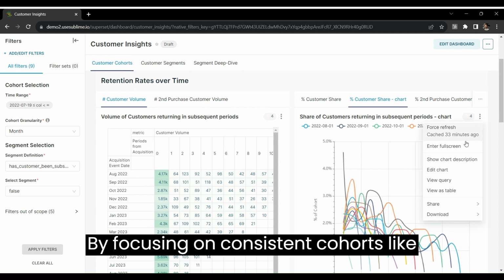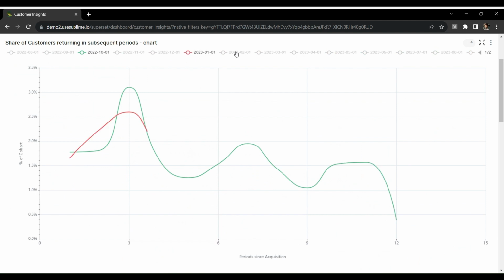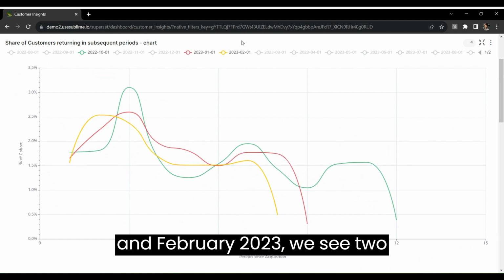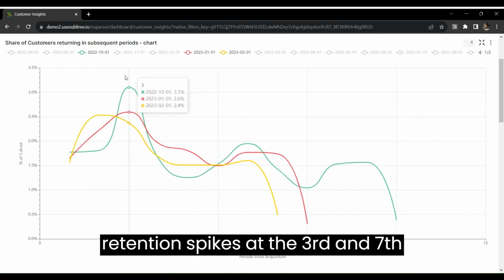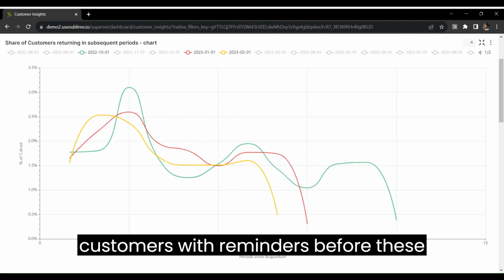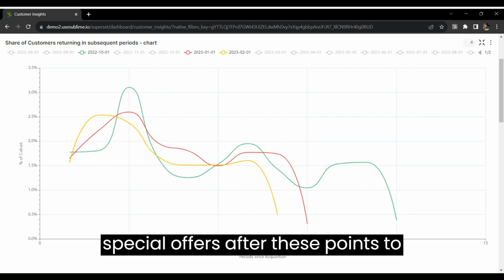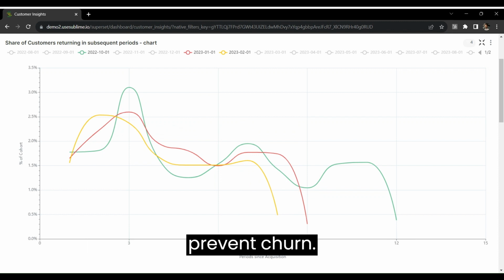By focusing on consistent cohorts like October 2022, January 2023, and February 2023, we see two retention spikes at the 3rd and 7th months. Using this, we can prompt customers with reminders before these peaks to increase sales or introduce special offers after these points to entice those who haven't returned to prevent churn.